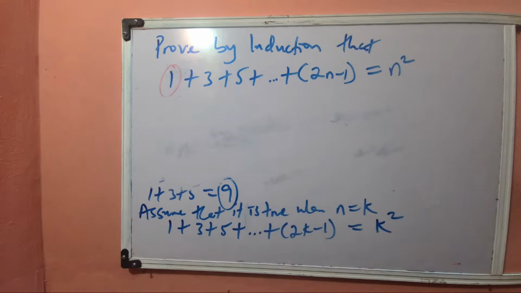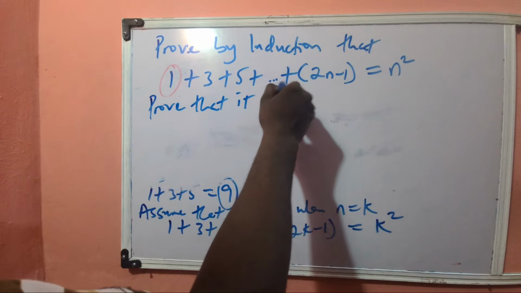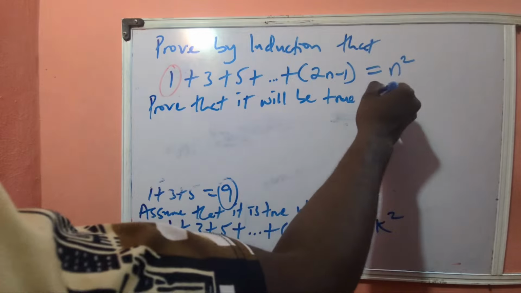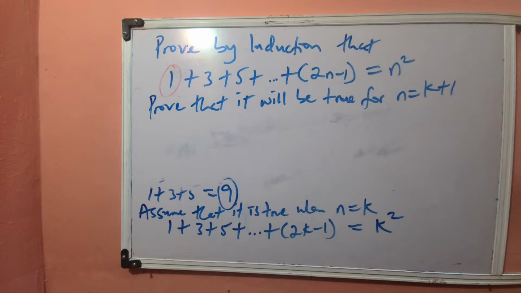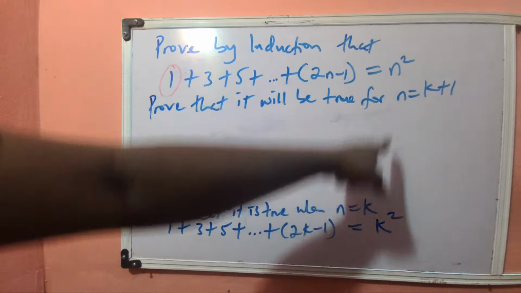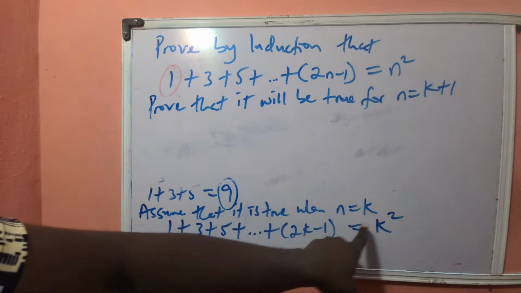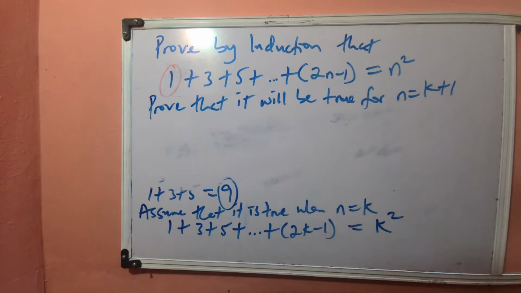Now, how do we prove? Now, we want to prove that it will be true for n equals k plus 1. I'm not doing so much explanation on mathematical induction today, but I've already given you a good analogy on how to understand this. Probably you have to go back and watch the video on mathematical induction, and then you will get that analogy there. But for this class, we just want to solve this. We have assumed that n equals k is true. So let's now prove that for the next one after k, which will be k plus 1, it is also going to be true.